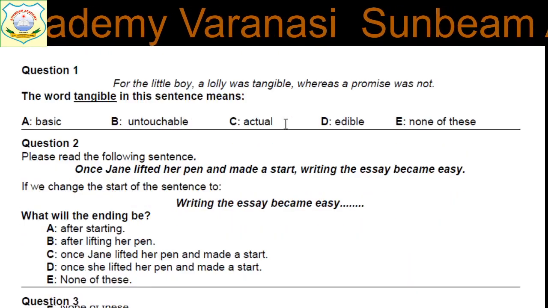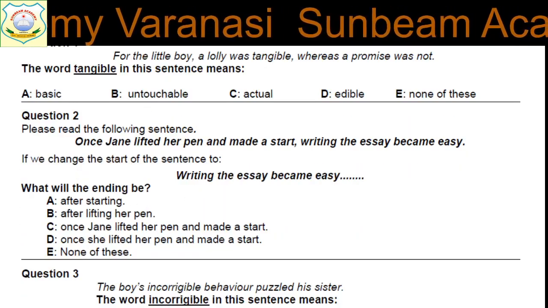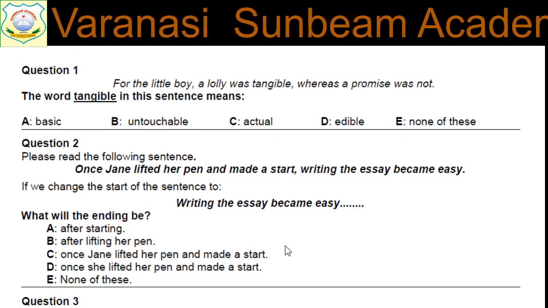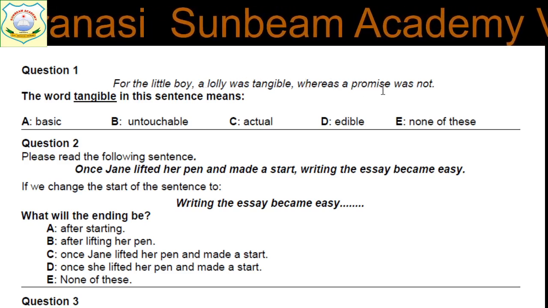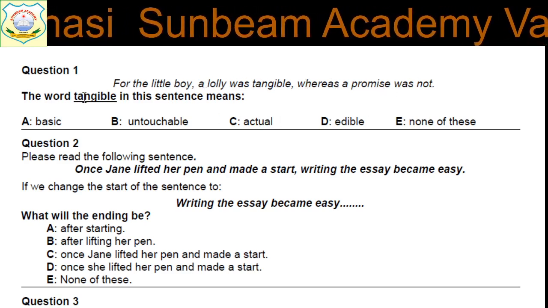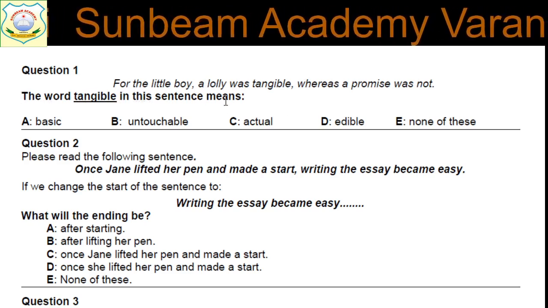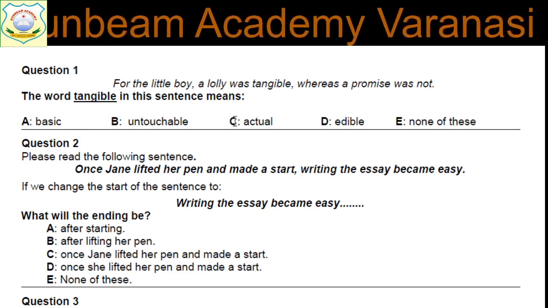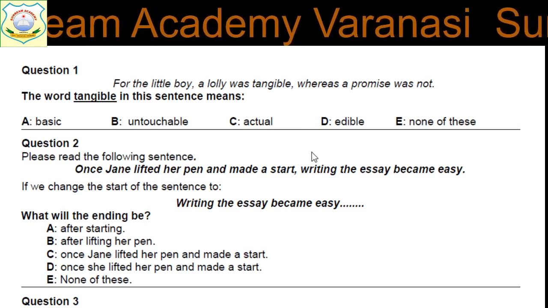Now children, let us see another question. It is here on the screen for you. You can read the question. For the little boy, a lolly was tangible, whereas a promise was not. The word tangible in this sentence means basic, untouchable, actual, edible, none of these.